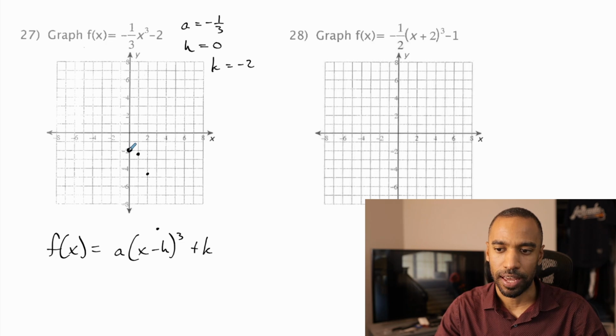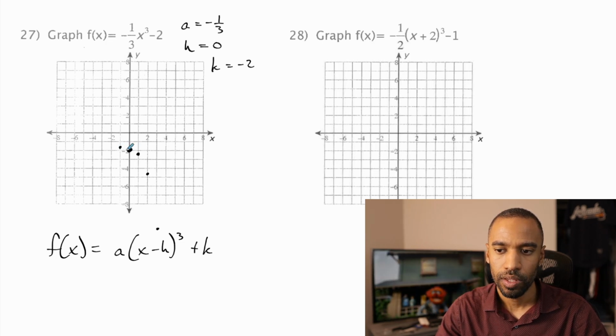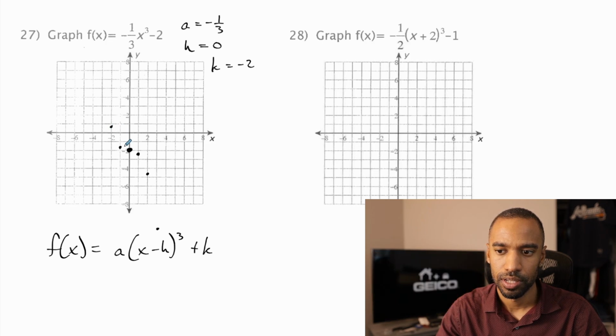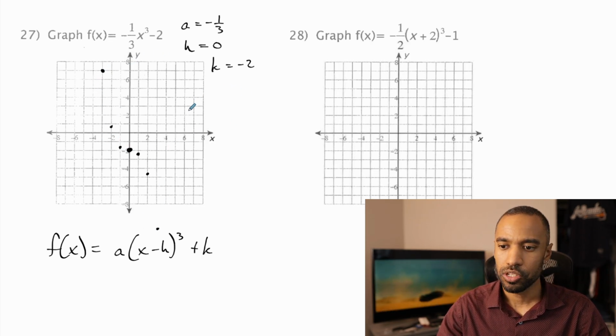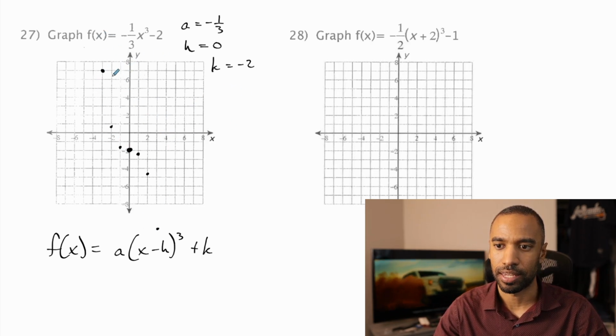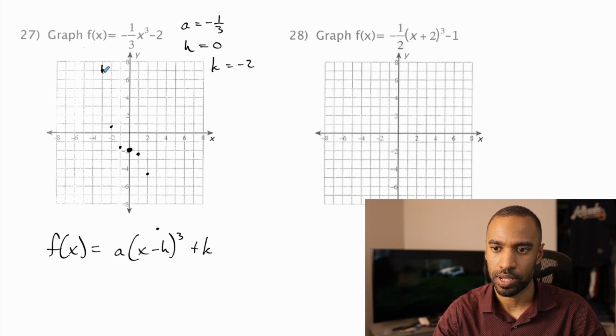So kind of, not reflect, but let's go upward. 1, 1/3. 2, 2 and 2/3. And 3, 9. So all the way up to the 7 right there. That one does fit. So these are enough points for me to be able to draw this graph right here. Let's go ahead and give that one a shot.